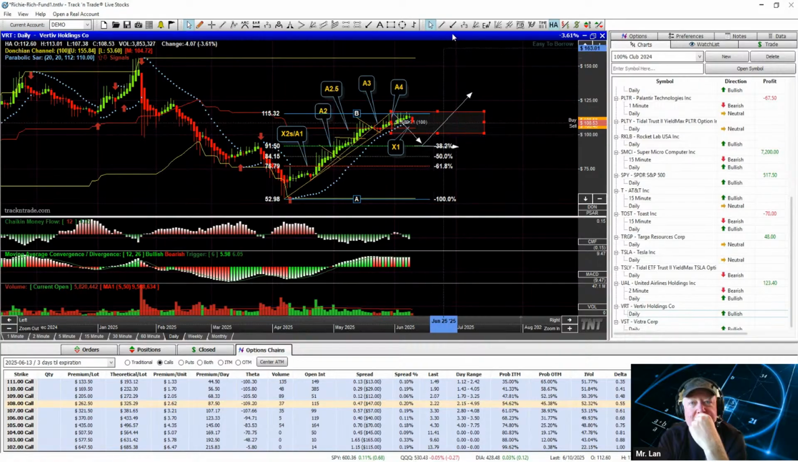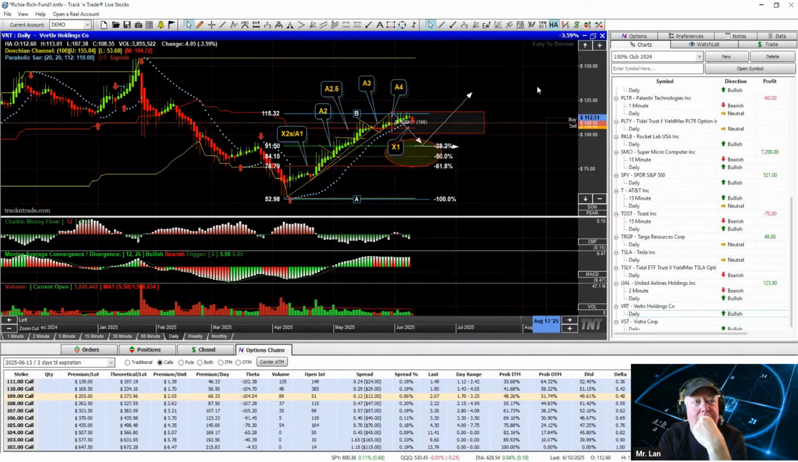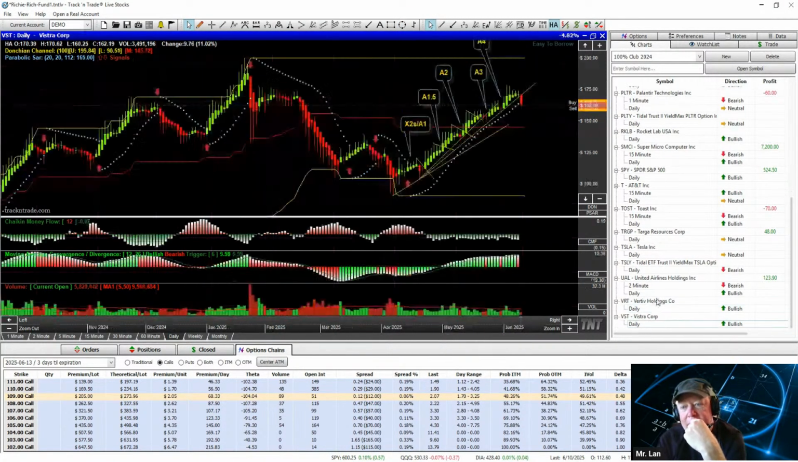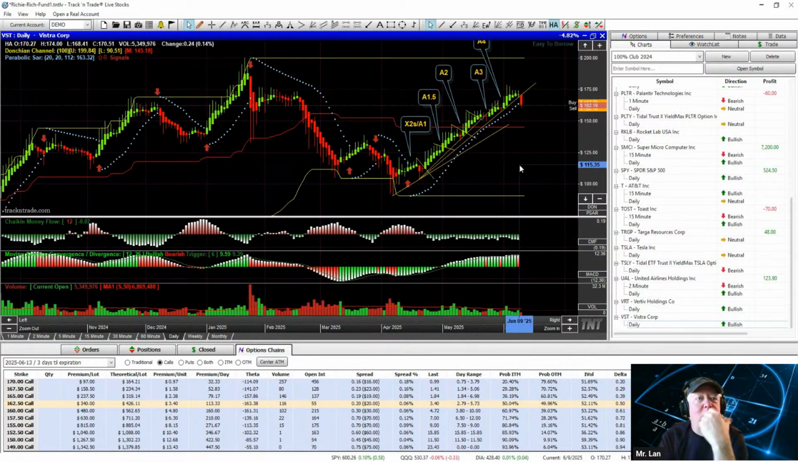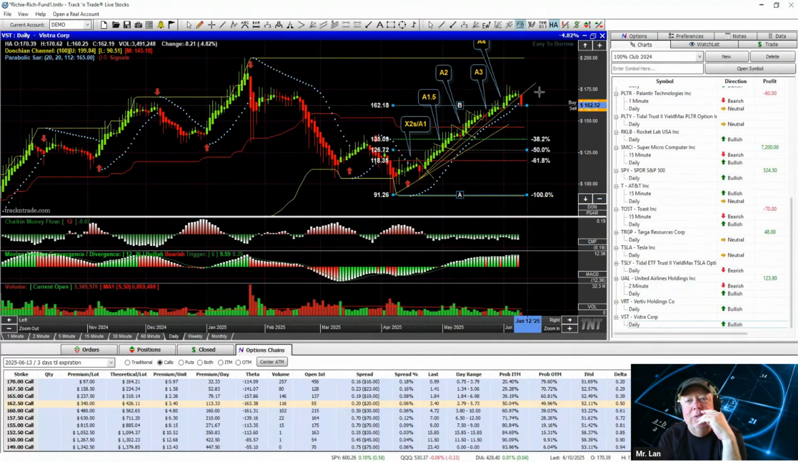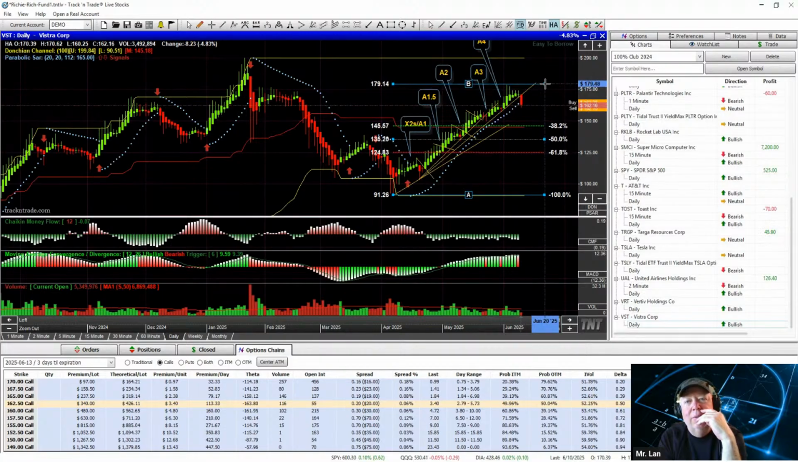We want it to come down here. That would be nice. 38.2 at least. There's our Fibonacci sweet spot right in there. Okay, keep our eyes on that one. Same thing. Oh, look, Vestra did the exact same thing. Which one of these do you want to get into? You want to get into the one that's got the most volume and most open interest.